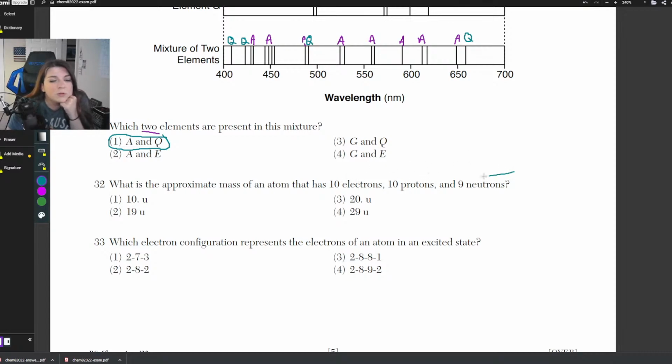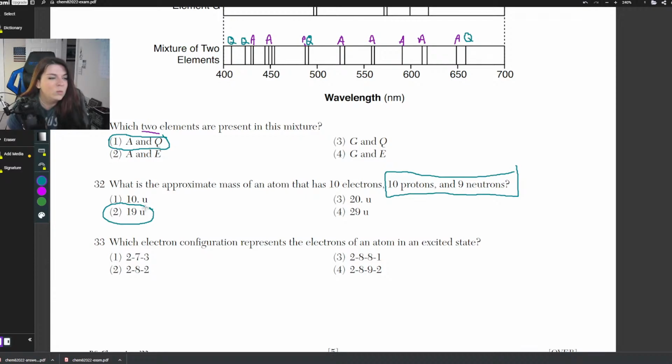So we're just going to look at these protons and neutrons because they are the meat of the atom's mass. They're the bulk of it. 10 plus 9 is going to give me the 19, and U stands for atomic mass units. That information is on table D at the front cover, like towards the end.